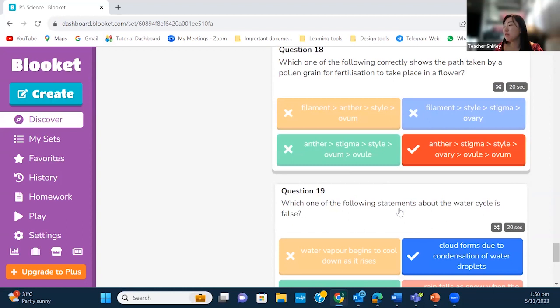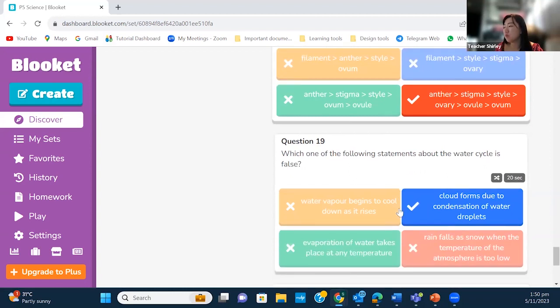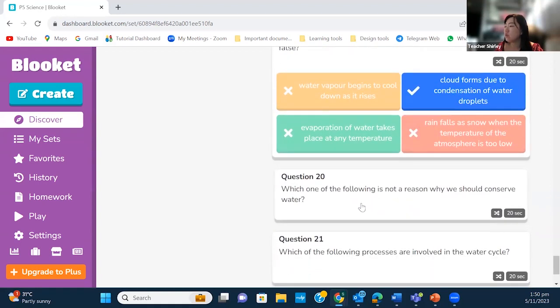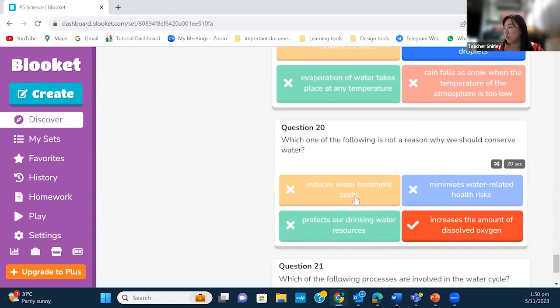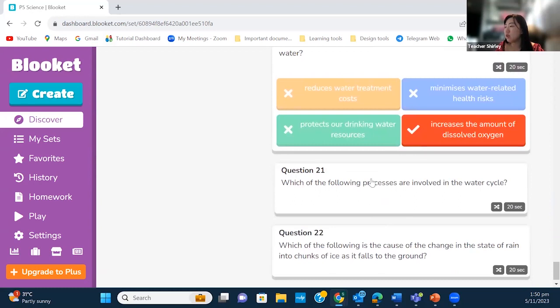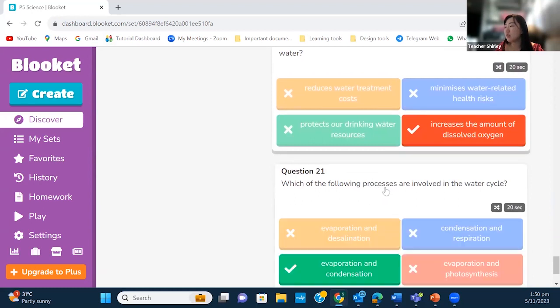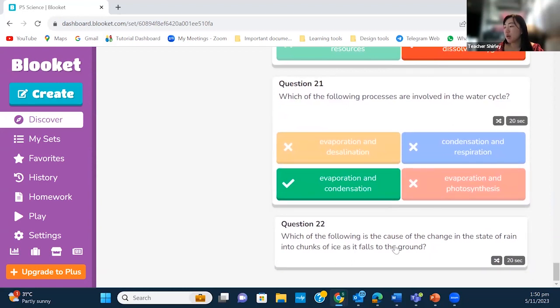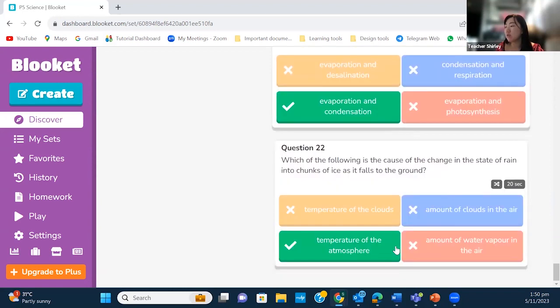Which of the following statements about the water cycle is false? Cloud forms due to condensation of water droplets. Okay, which one of the following is not a reason why we should conserve water? It increases the amount of dissolved oxygen. Which of the following processes are involved in the water cycle? Evaporation and condensation.